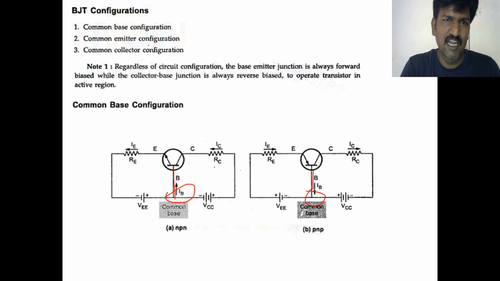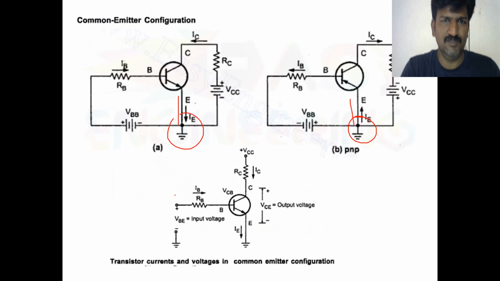We'll see this one. In common base configuration, the base is connected to the ground. Base is common for the emitter, and base is common for the collector. Whatever voltage you apply to the emitter and collector is with respect to ground, meaning with respect to base. That is called a common base configuration. In common emitter configuration, the emitter is connected to ground. Whatever biasing voltage you apply to the base as well as the collector is with respect to the emitter only.